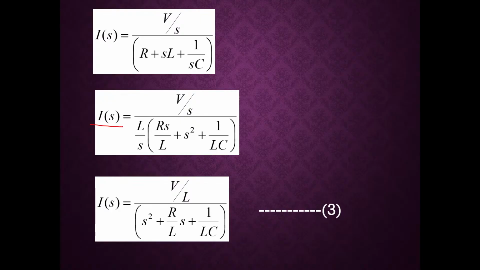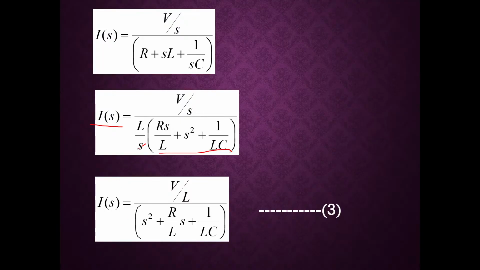So the I of S expression is modified. I of S is equal to V by S whole divided by L by S into R by L plus S square plus 1 by LC. So you can rearrange the terms within this bracket and rewrite the expression.